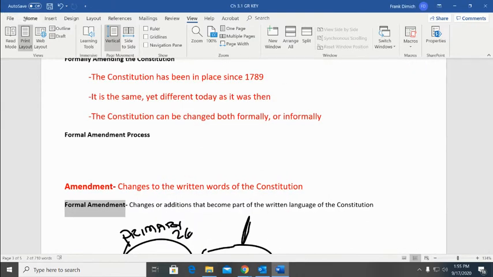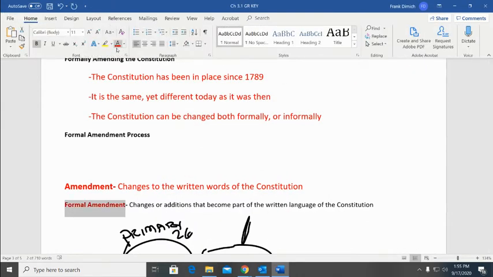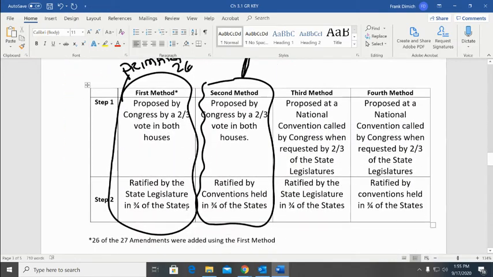So I want to look at changes or additions. I told you the primary method is a proposal by 2/3 of Congress, a vote in both houses. It has to be passed by both houses of Congress, House and Senate, by 2/3 vote. Ratified by 3/4 of the state legislatures. It doesn't have to be 3/4 of the vote by the state legislature, but each state legislature, be it bicameral or unicameral, has to ratify it, and it has to be ratified in 3/4 of the states.